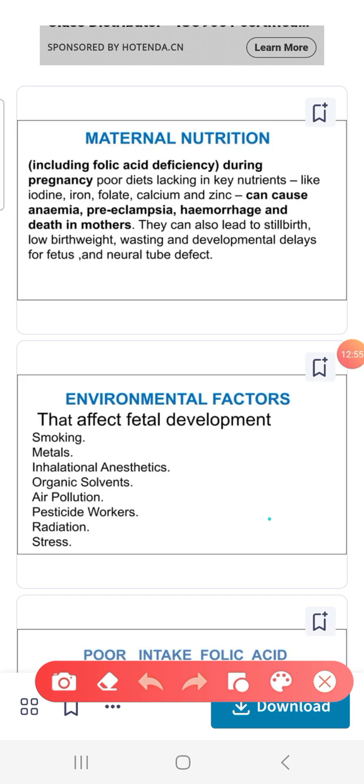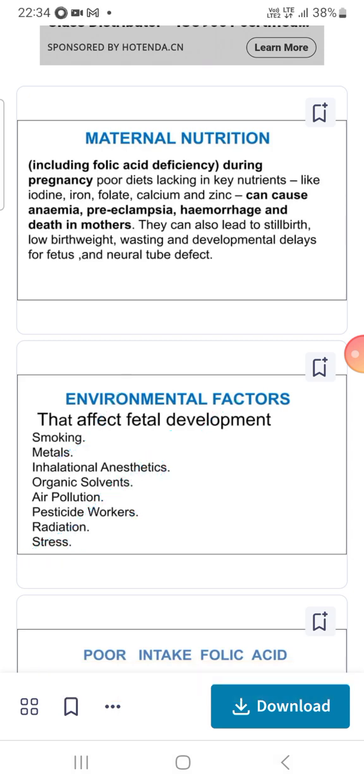In the environmental factors, parents' smoking or tobacco intake, metals, inhaled anesthetics, organic solvents, air pollutants, and the next one, pesticides, agriculture-related products, radiation exposure, or mental stress also. These problems also affect the development of the fetus and turn into neural tube defects. These are the environmental factors.